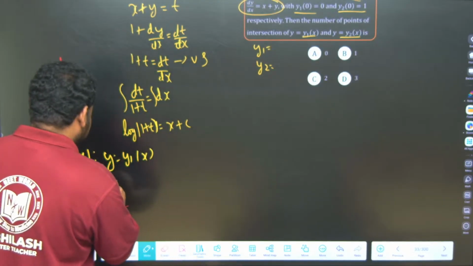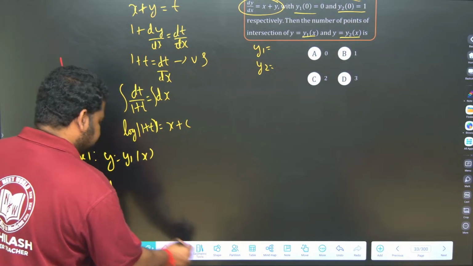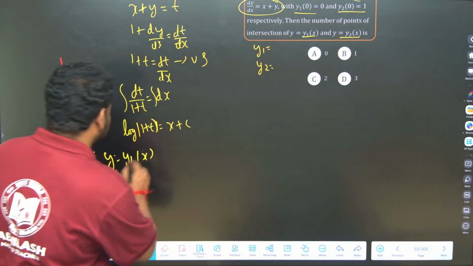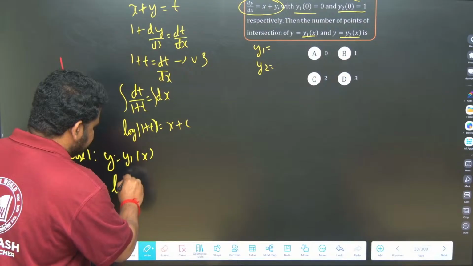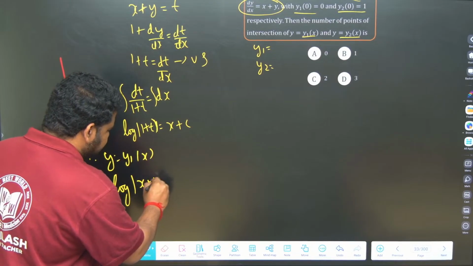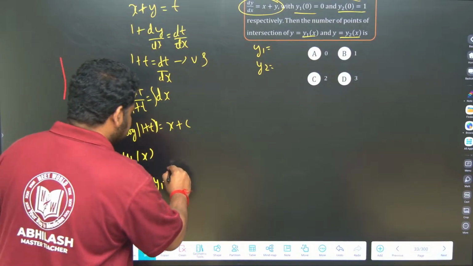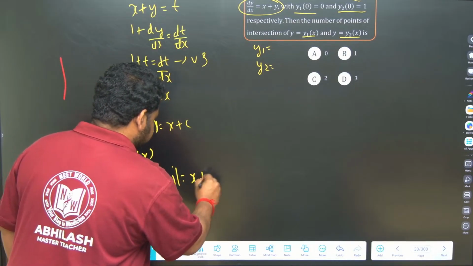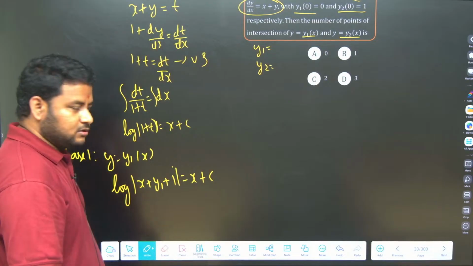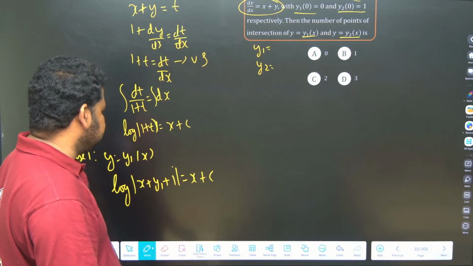So this will become y is equal to y1. I should put y1. So this will become, friends, log of 1 plus t, where t becomes x plus y1. So log of x plus y1 plus 1 is equal to x plus c. This is what I get.